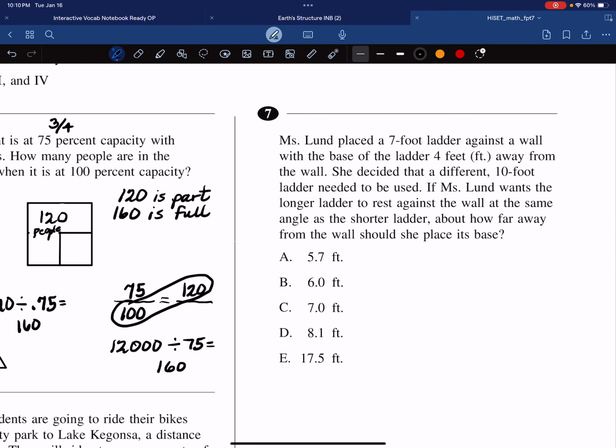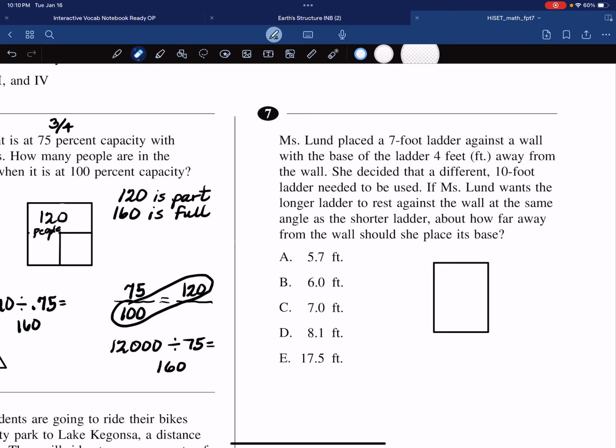Be careful with this one. Mrs. Lund placed a 7-foot ladder against a wall with the base of the ladder 4 feet away from the wall. So before I go any further, I'm going to draw myself a picture. Now this feels like a Pythagorean theorem problem, but it isn't.